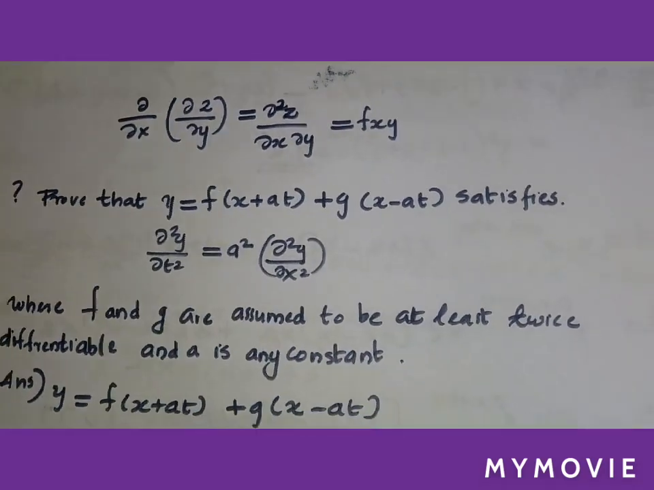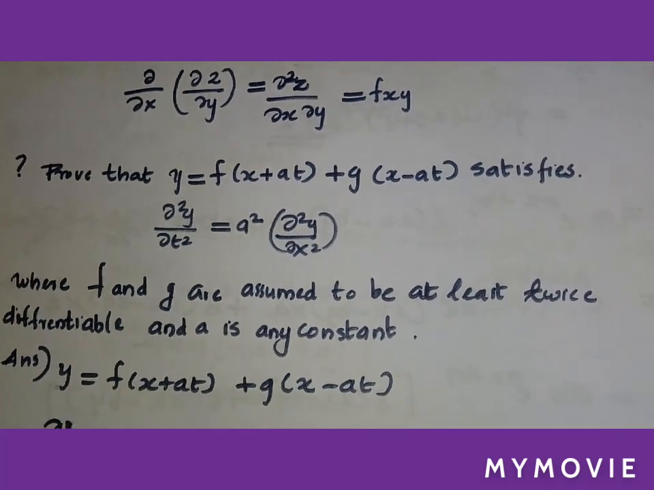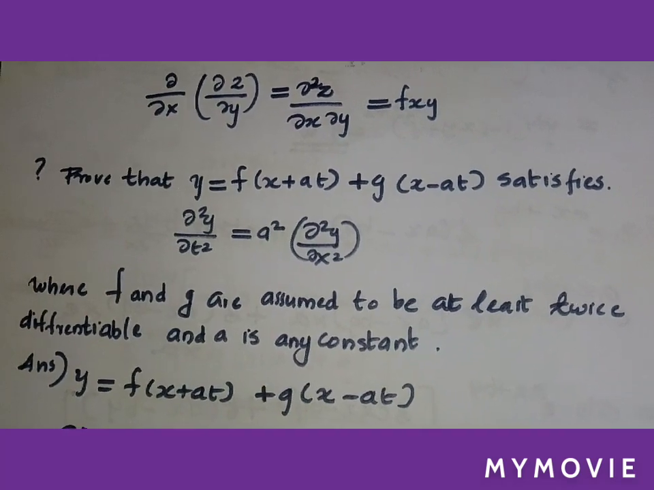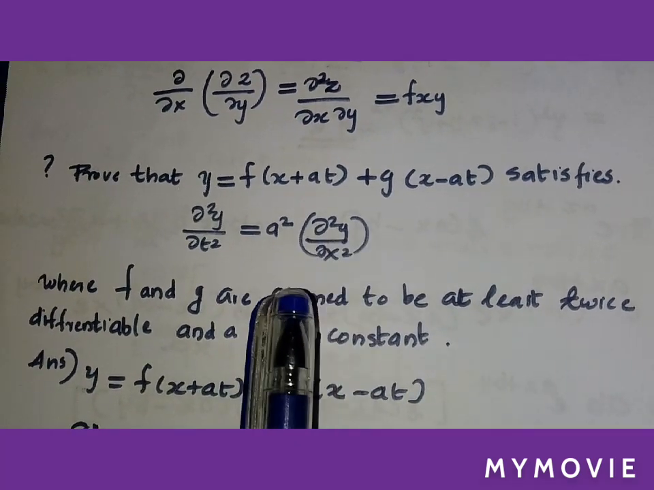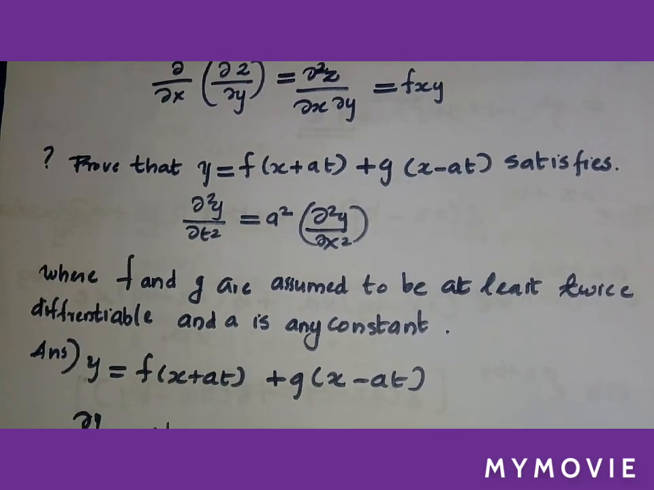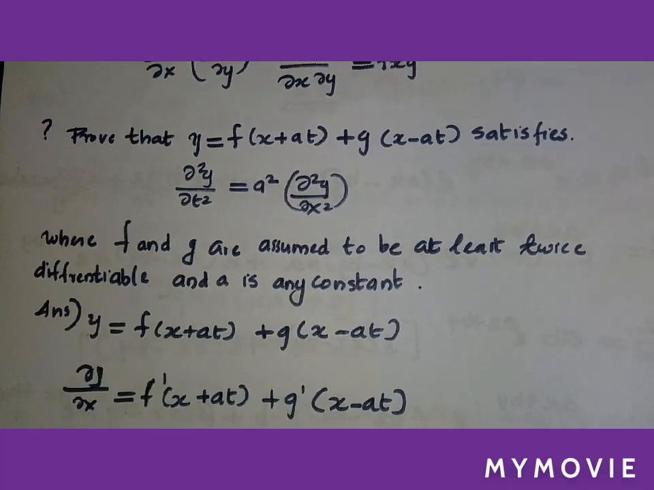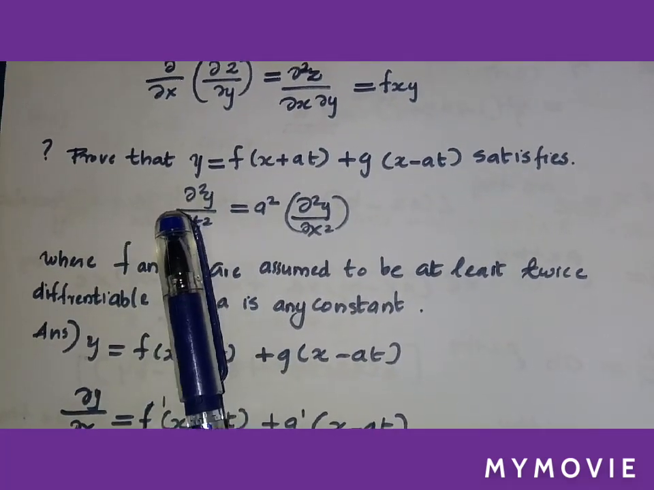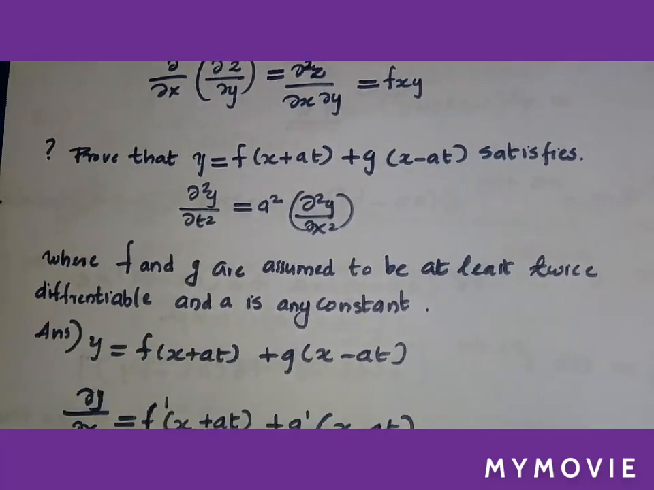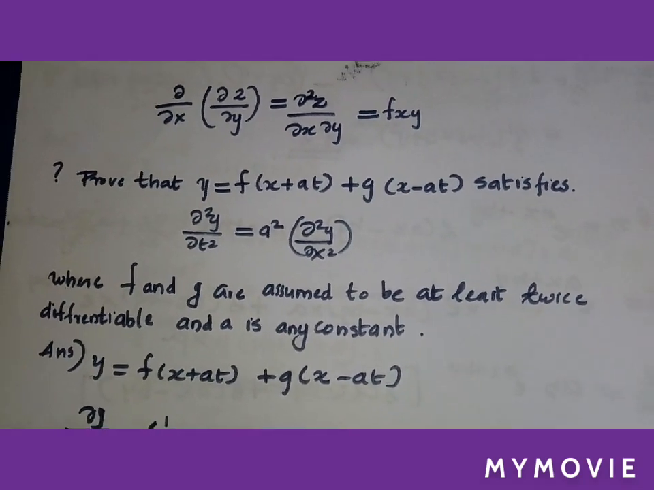First question: prove that y is equal to f of (x plus at) plus g of (x minus at) satisfies dou square y by dou t square is equal to a square into dou square y by dou x square, where f and g are assumed to be at least twice differentiable and a is any constant. So here y is given, we have to find the derivative of the function y with respect to t.